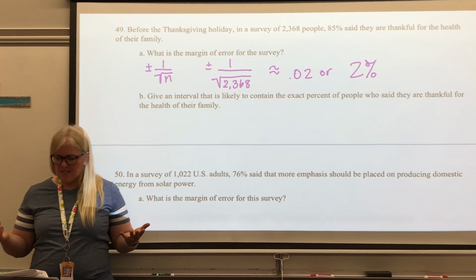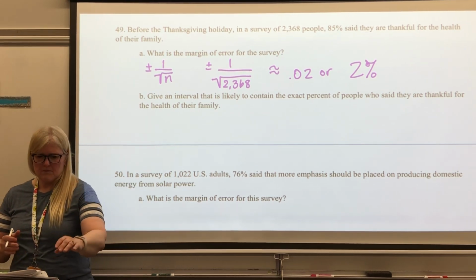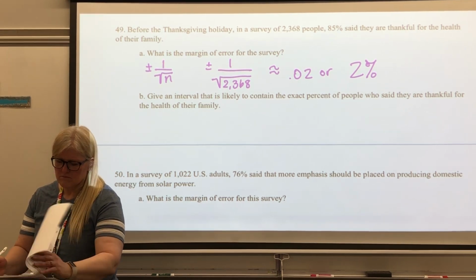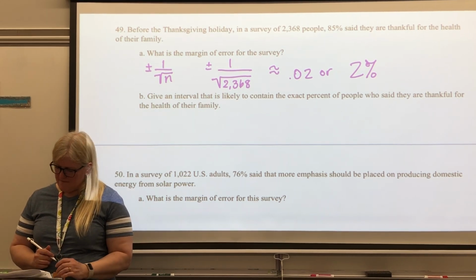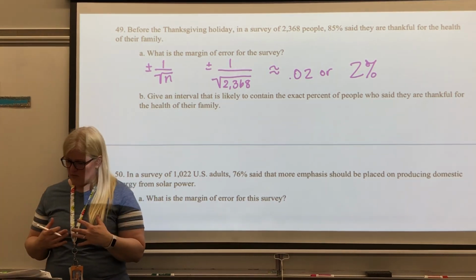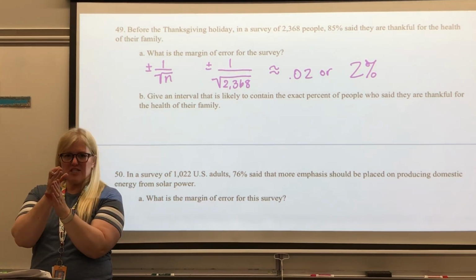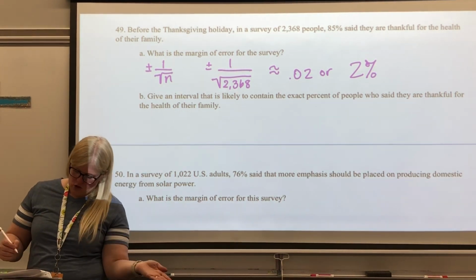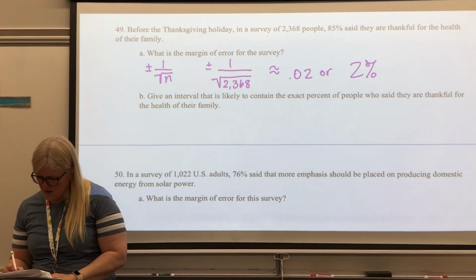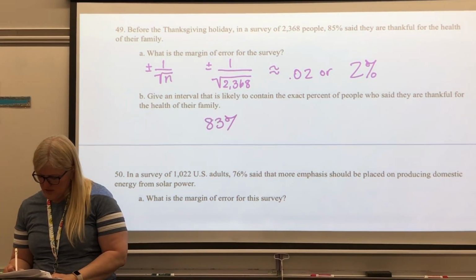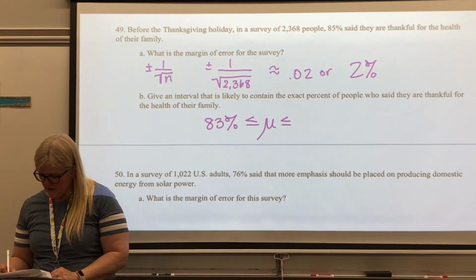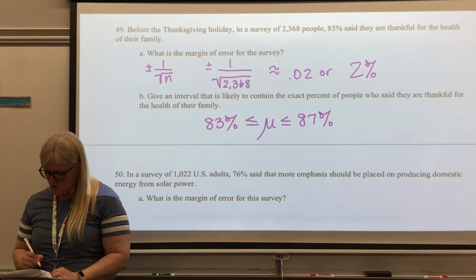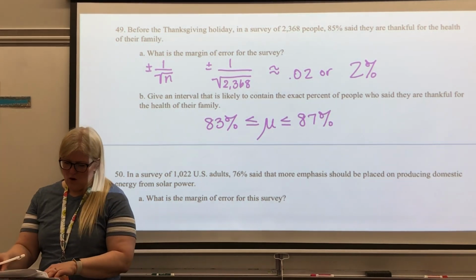But now we want an interval. Okay, so this is the give or take 2%, right? So if the average is 85, then I gotta go 2% this way and 2% this way. So my interval is 83% less than or equal to mu, because I'm talking about a population now, and then add the 2%. Okay.